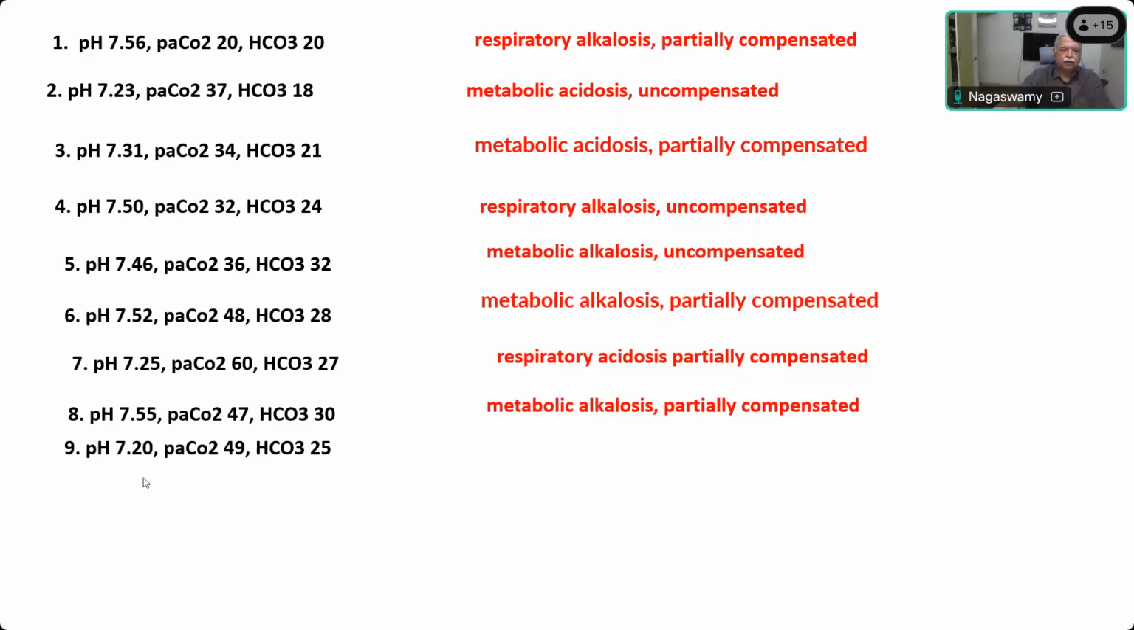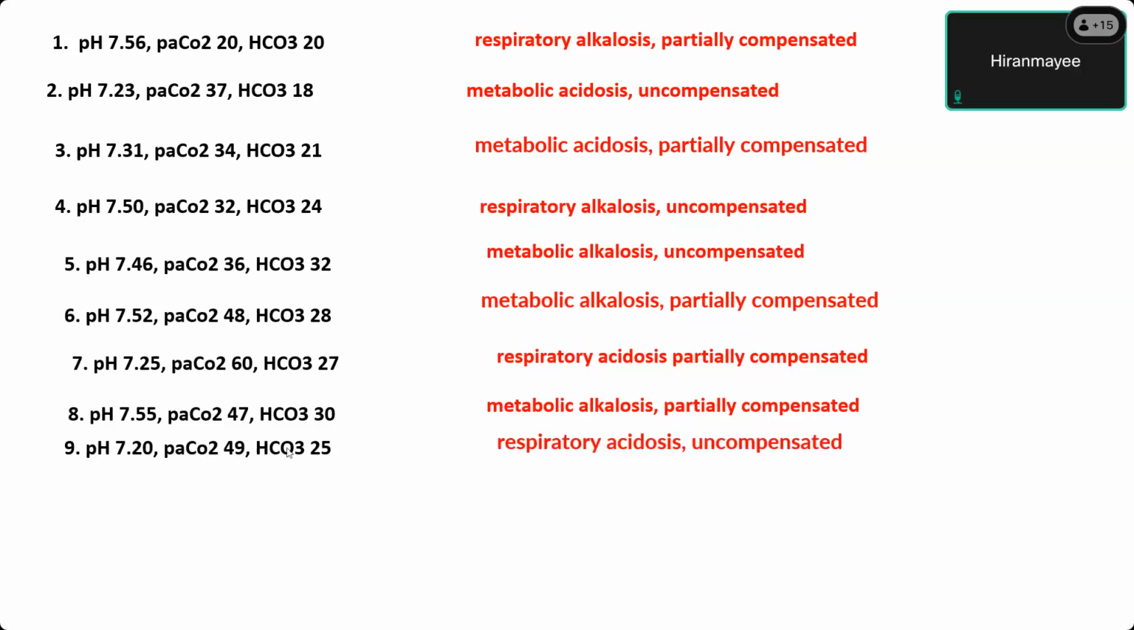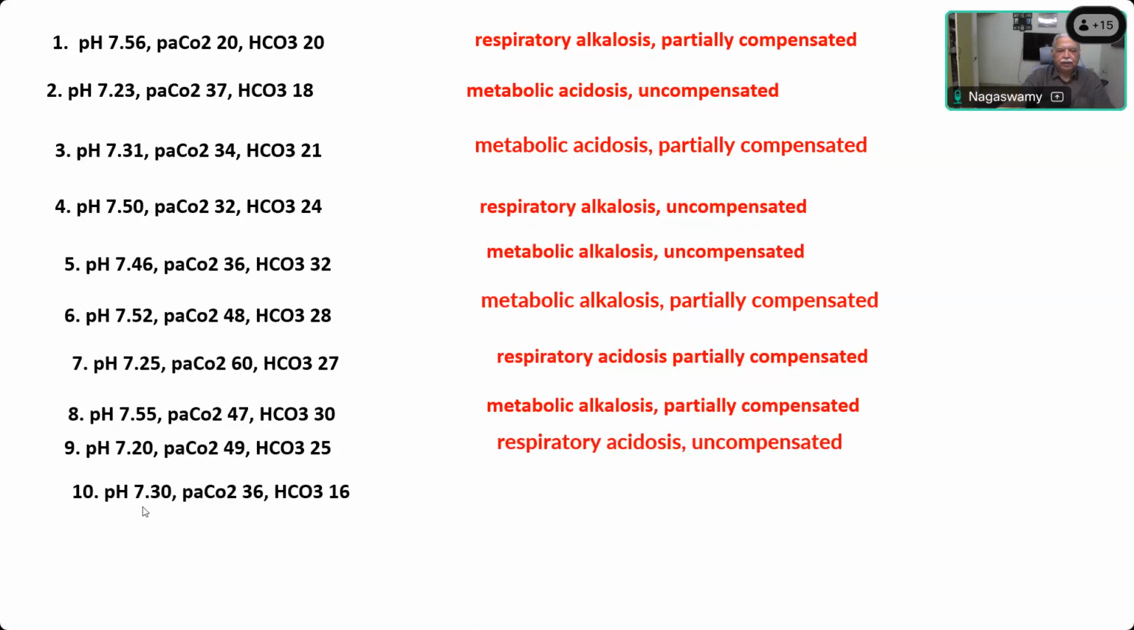pH 7.2, PaCO2 49, bicarb 25. Respiratory acidosis, uncompensated. Bicarb is not compensated. pH 7.30, metabolic acidosis with partial compensation. Okay. pH 7.41, PaCO2 26, bicarb 17.